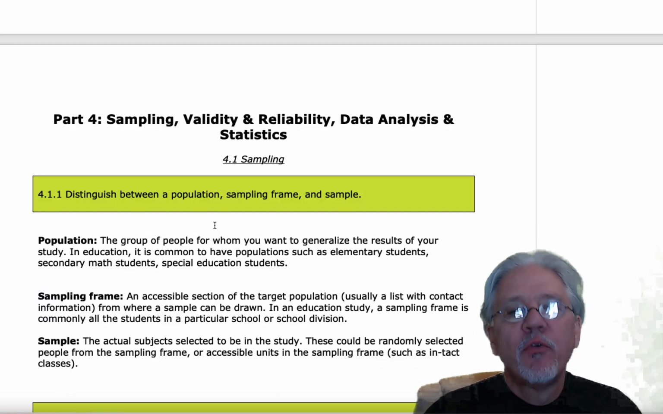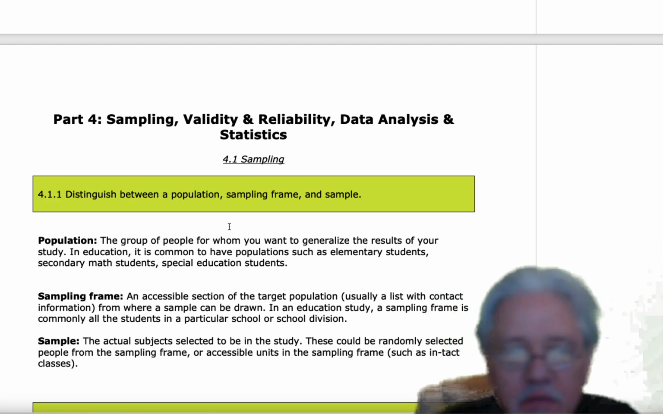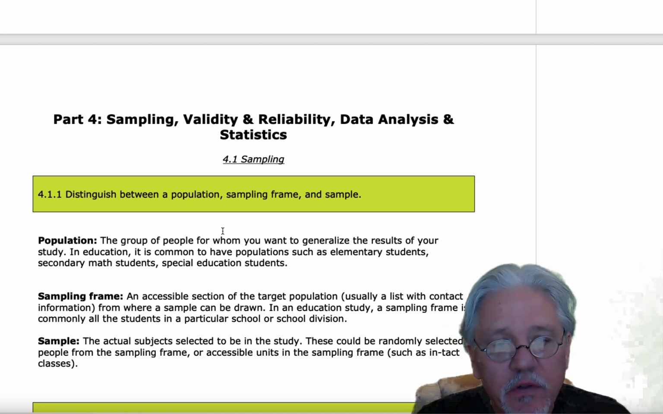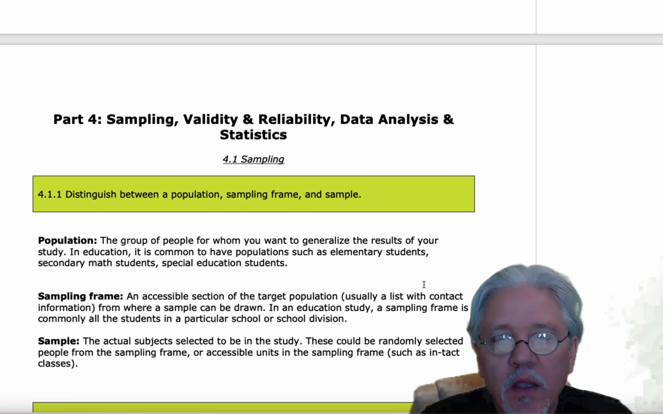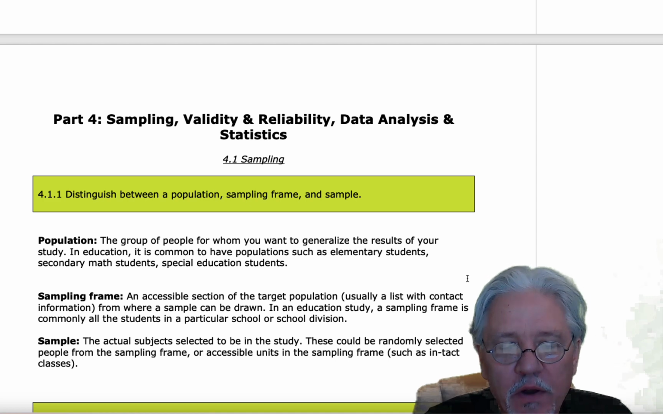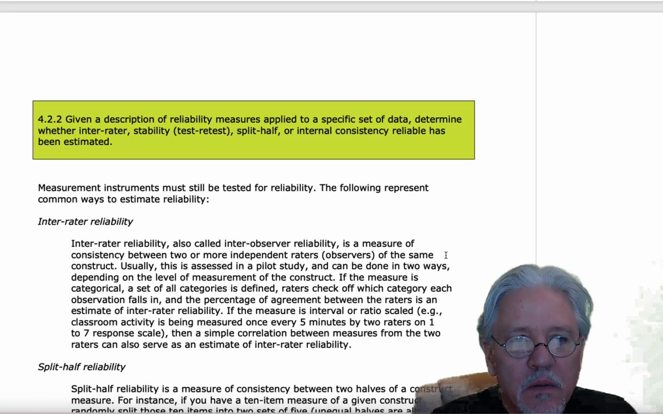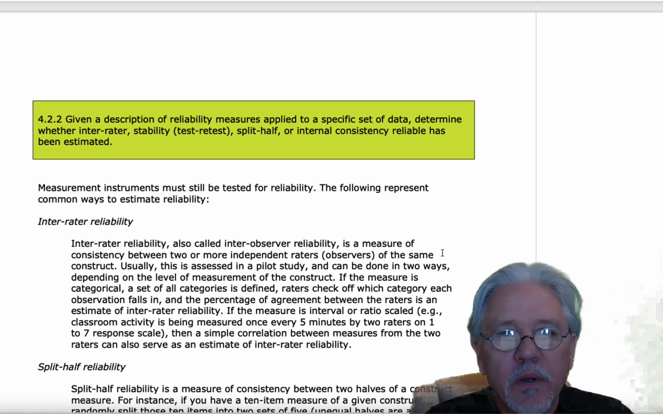So part 4 of the notes addresses sampling, validity, reliability, data analysis, and statistics. And I don't really get into too much of the data analysis and statistics part, because that's like a whole class in and of itself. But there was one thing that stuck out to me that I wanted to talk a little bit about, which has to do with objective 4.2.2.